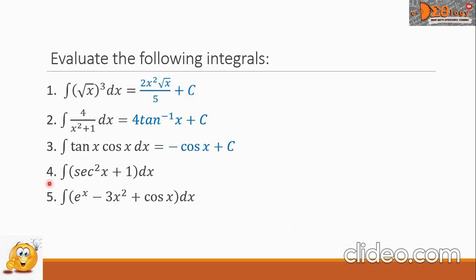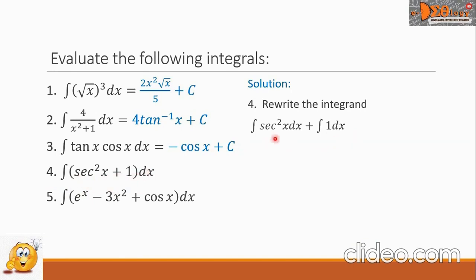Let's go now to problem number 4. The integral of the quantity secant square x plus 1 dx. We're going to take the integral of the terms of the function. So we have the integral of secant square x dx plus the integral of 1 dx.